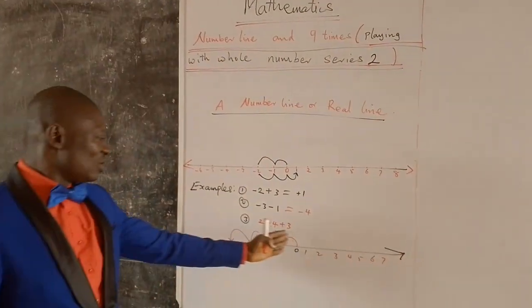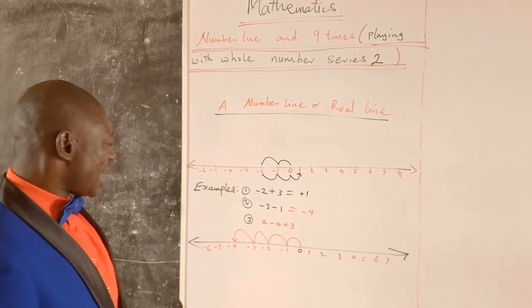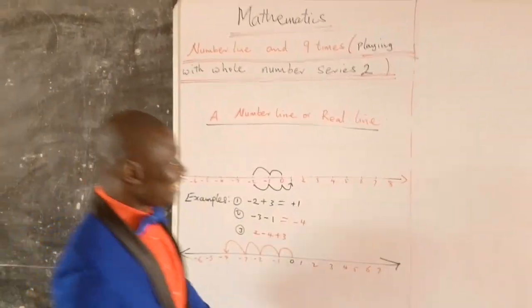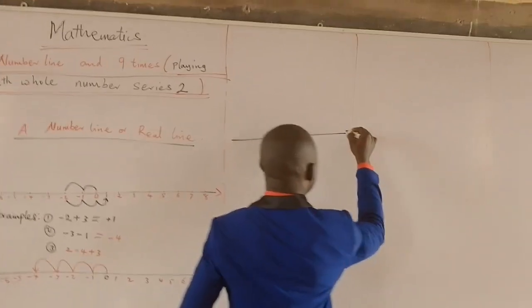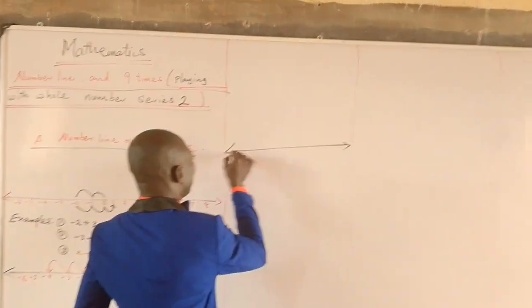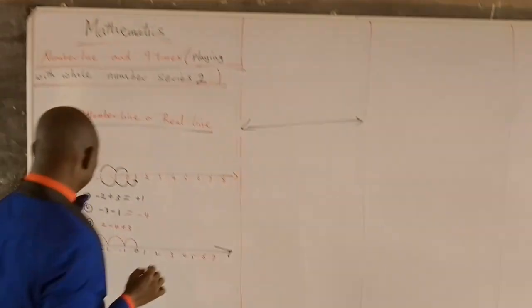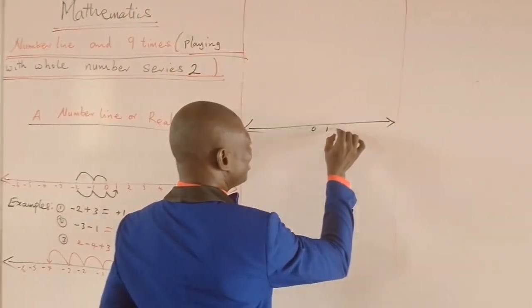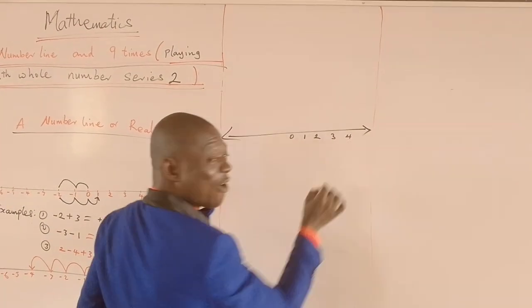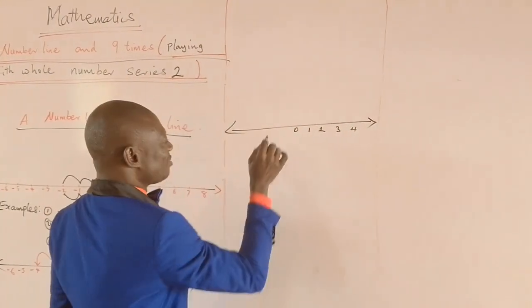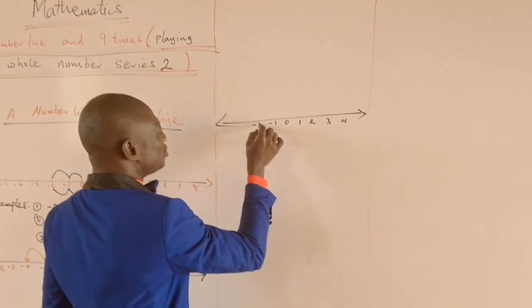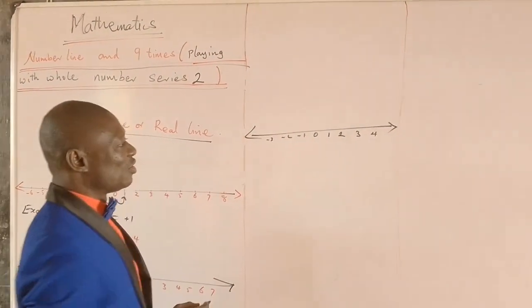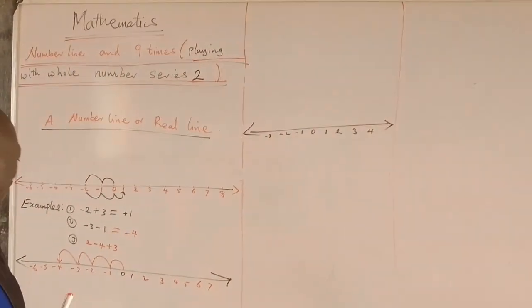Number 3 happens to get 3 numbers and we are expected to play and get the answer. Let us do that. Assuming a number line is drawn this way, in that question we have 0, 1, 2, 3, 4. They are all positive numbers.